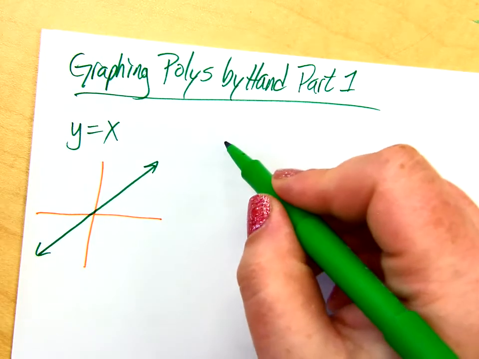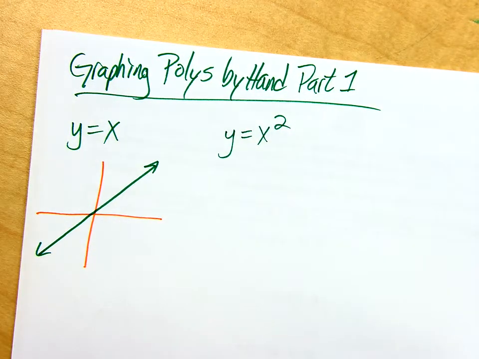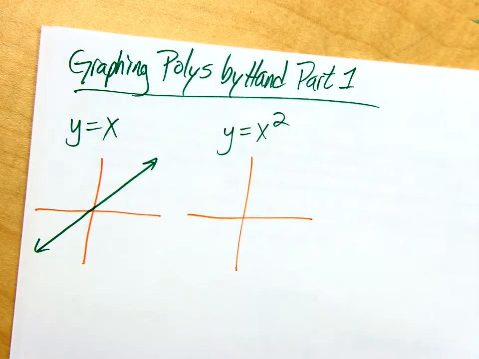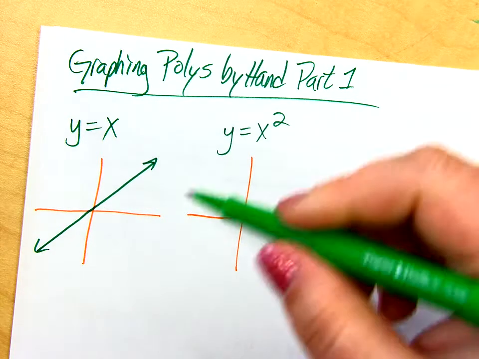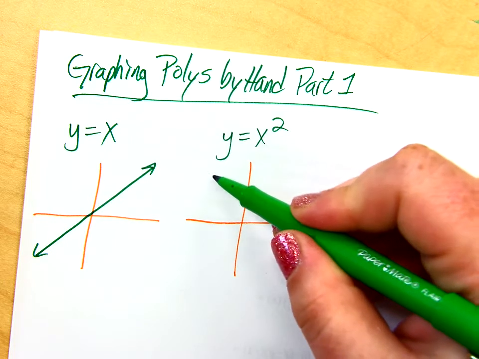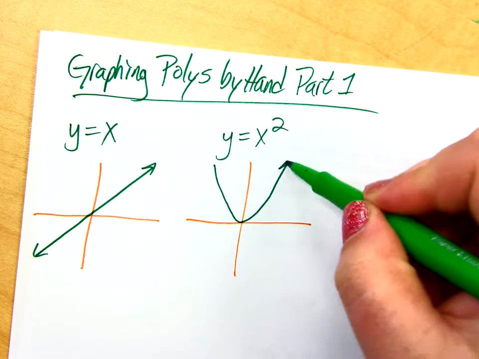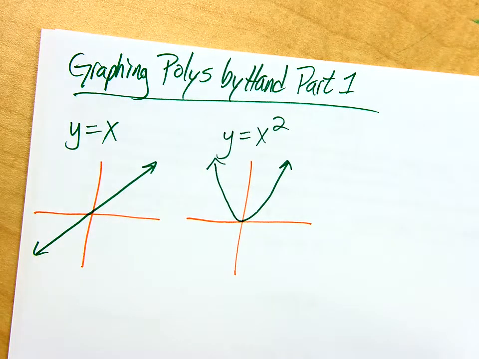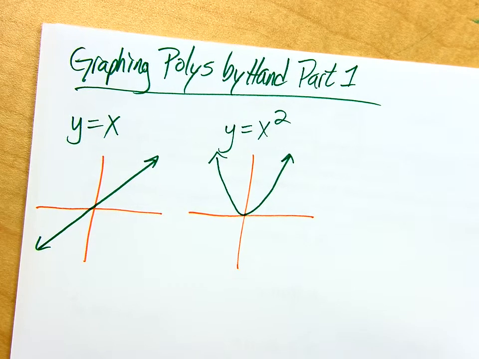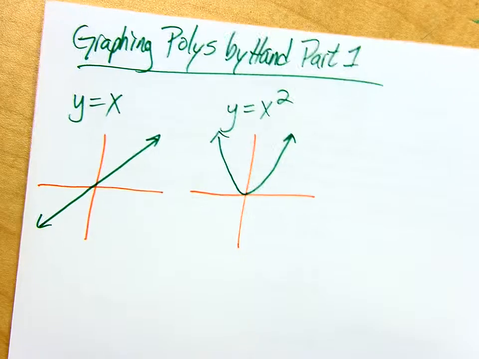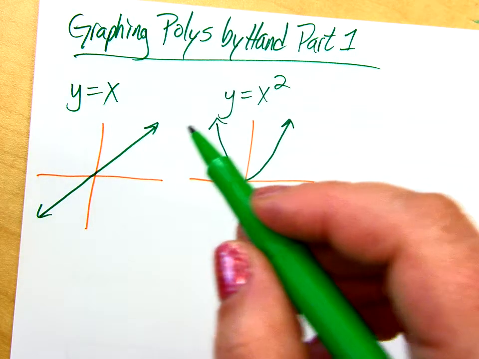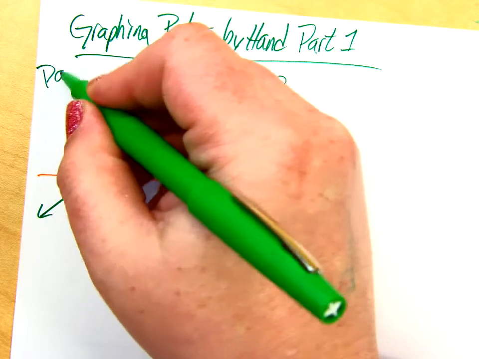Okay? And then when I asked you to graph y equals x squared, do you remember what that looked like? It's a U, right? It's a parabola. So those are U shapes. And this particular one, the parent function, does also go through the origin. It's a nice U shape. Looks like that. So these are your parent functions.